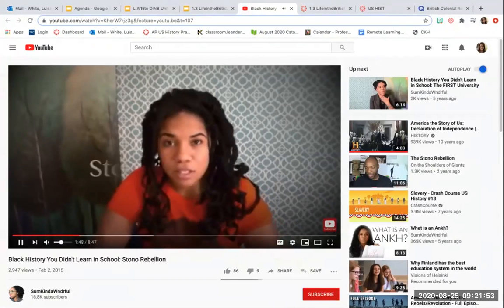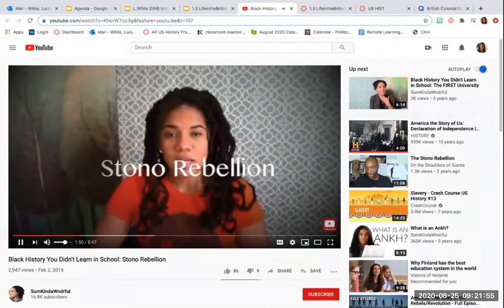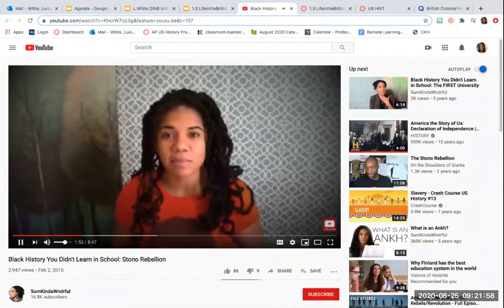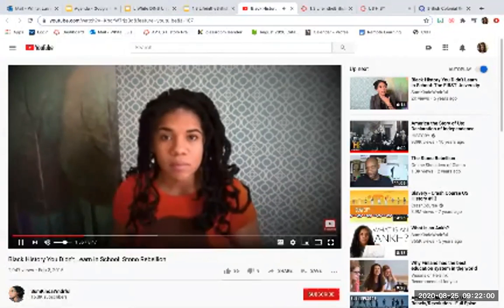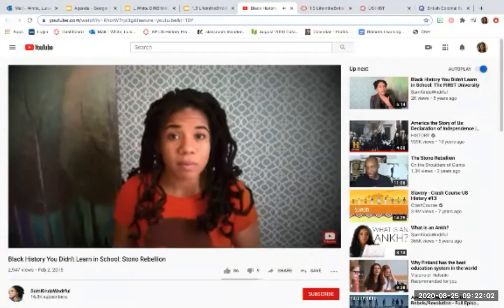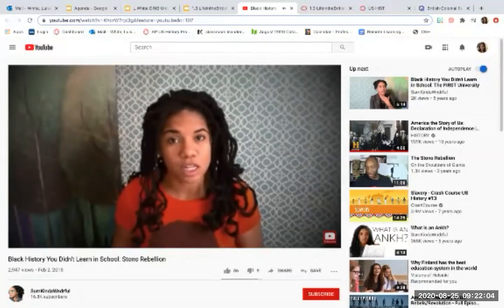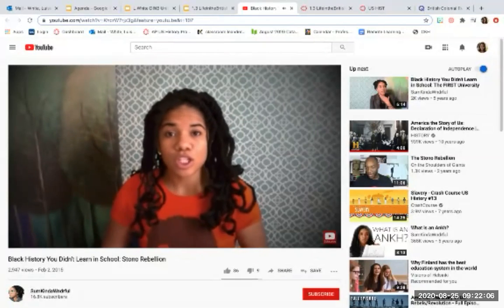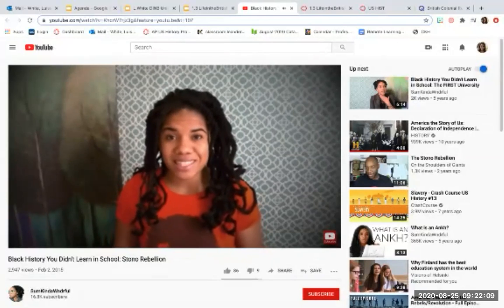Story is actually of the Stono Rebellion, and I don't think the Stono Rebellion is not well known, because more and more people are becoming aware of it. But I know there was a time when people didn't know about the Stono Rebellion. So the Stono Rebellion took place in South Carolina. Basically, there was this enslaved man.